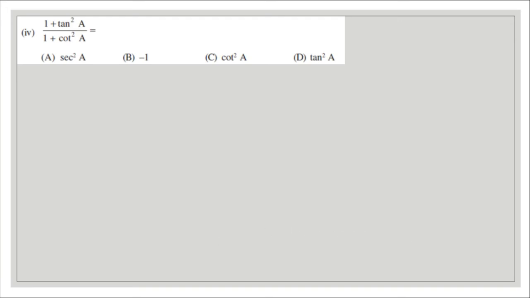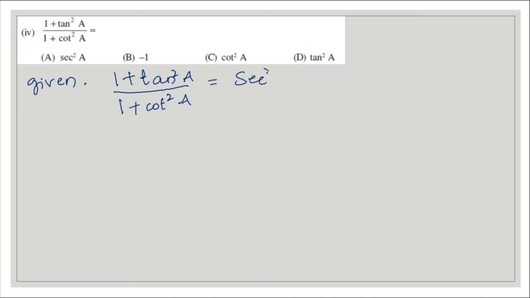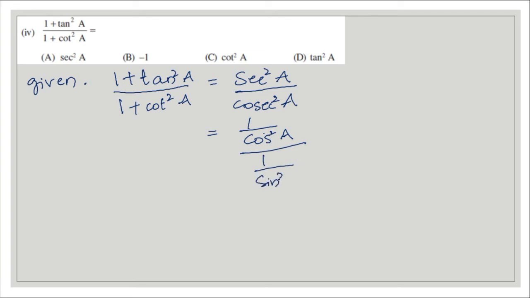Question number 4. In the fourth question, they have given 1 plus tan square A divided by 1 plus cot square A. Both are the left hand side of the identities. 1 plus tan square A is secant square A, 1 plus cot square A is cosecant square A. Now I'll express this as 1 by cos square A, reciprocal relation, divided by 1 by sin square A.